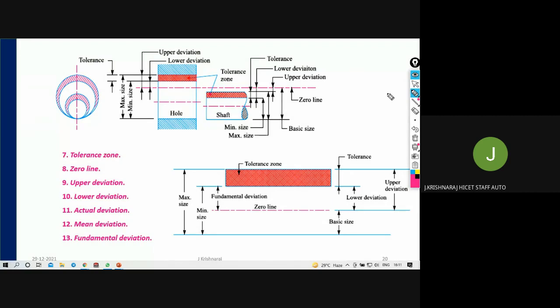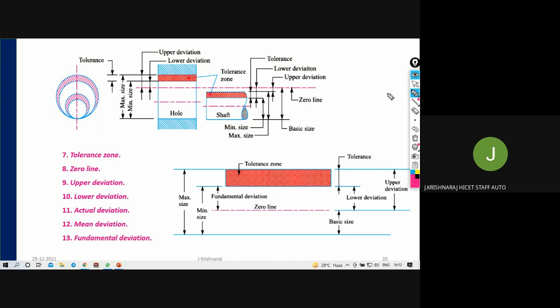If you do not provide the zero line, it is wrong data. They can't produce the particular component, because when you have mating components, you must provide the zero line. With reference to that zero line, they can set the upper limit and lower limit for both mating components, the hole and the shaft. Both are inserted together, so there is a common reference line, the zero line, with reference to which they calculate the upper and lower limit for shaft and hole.